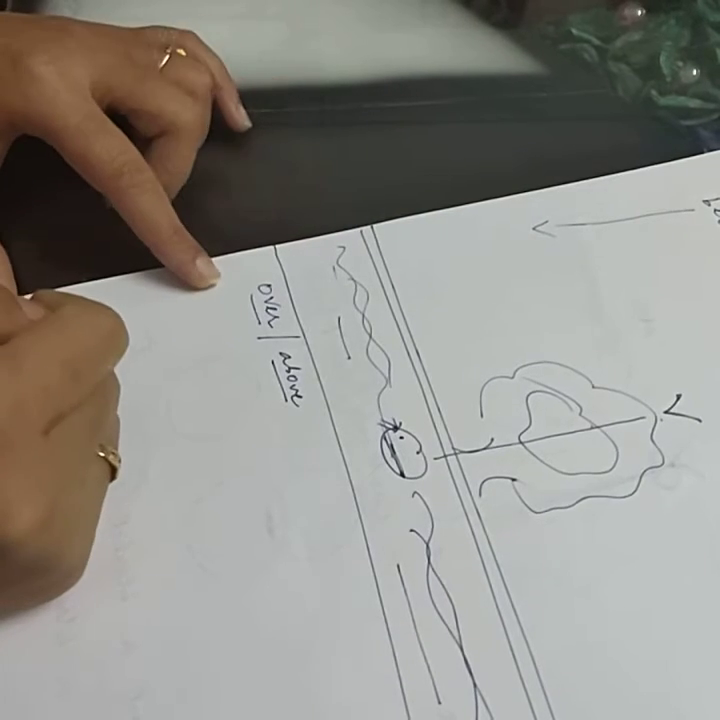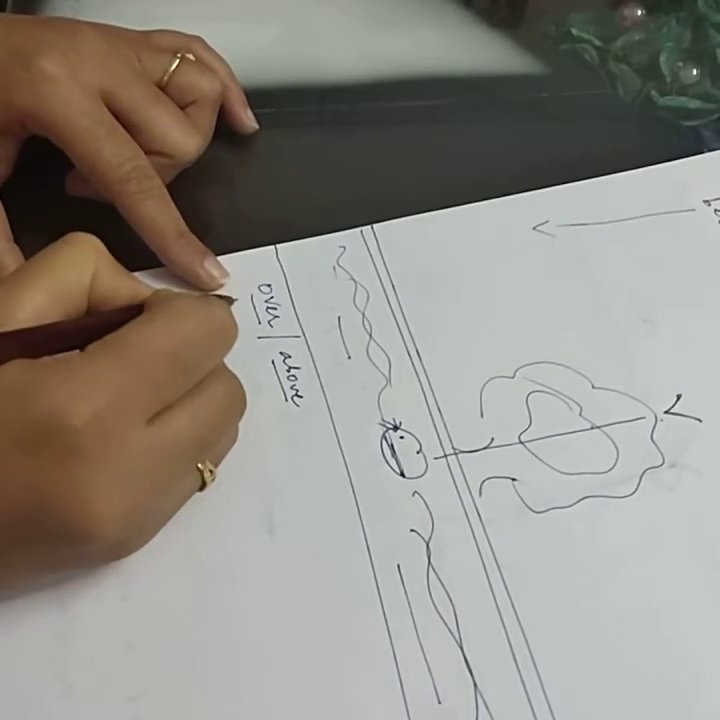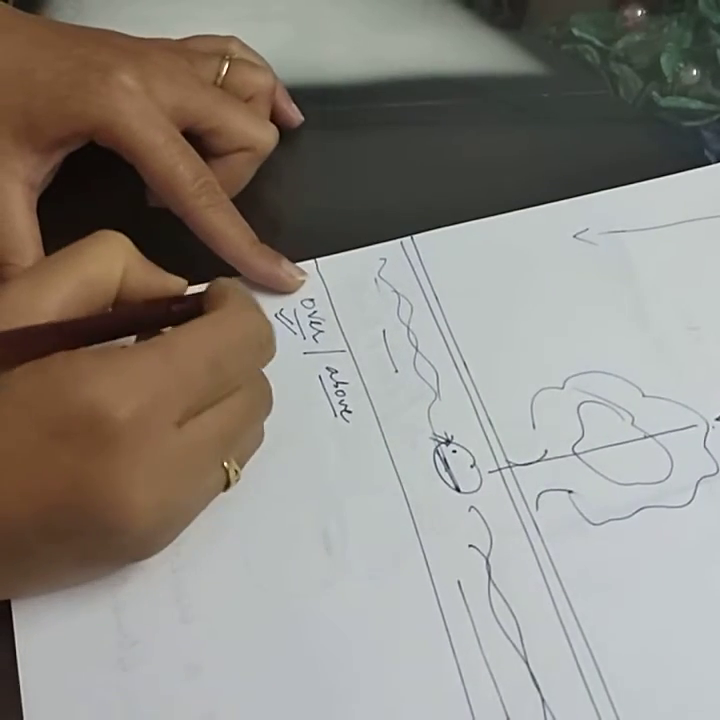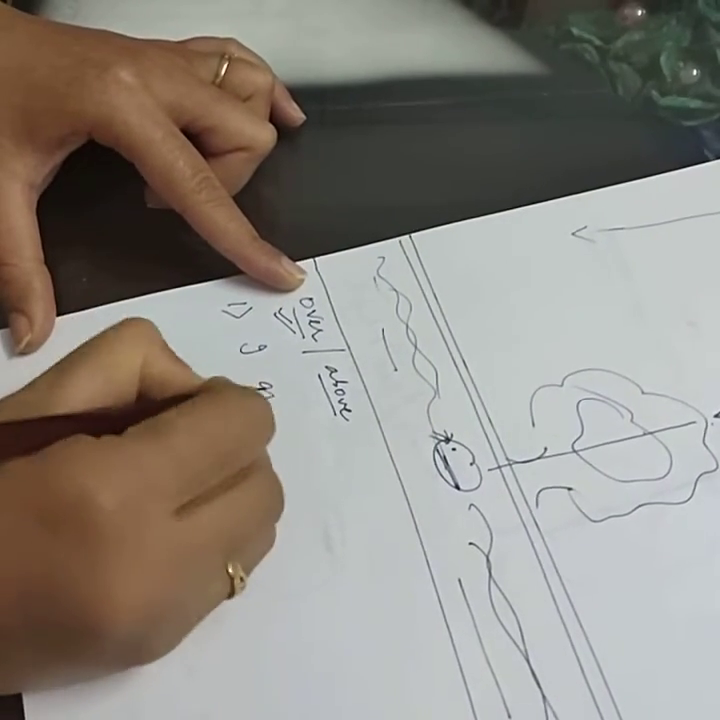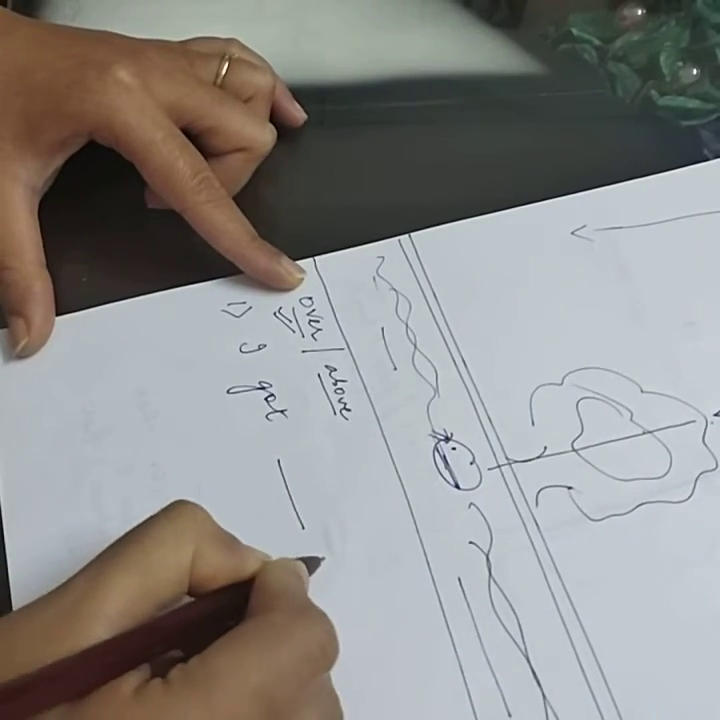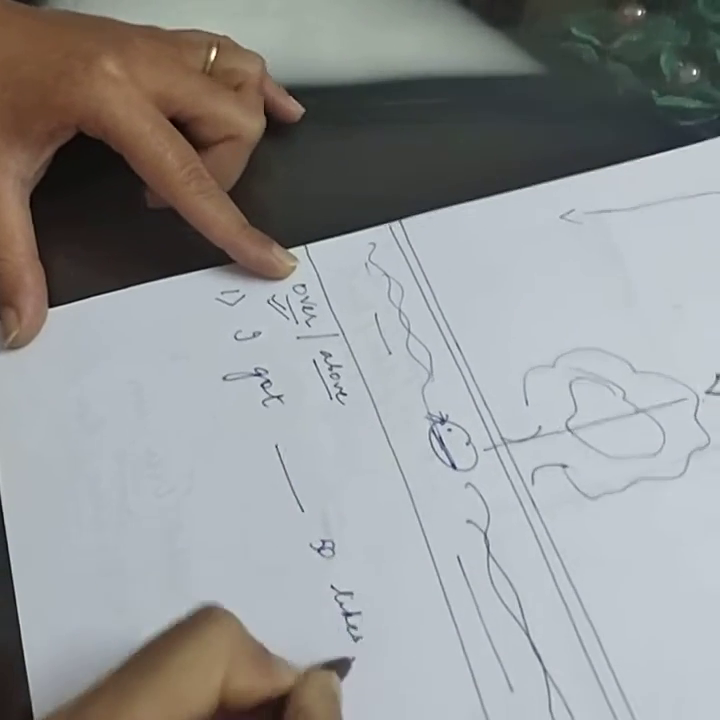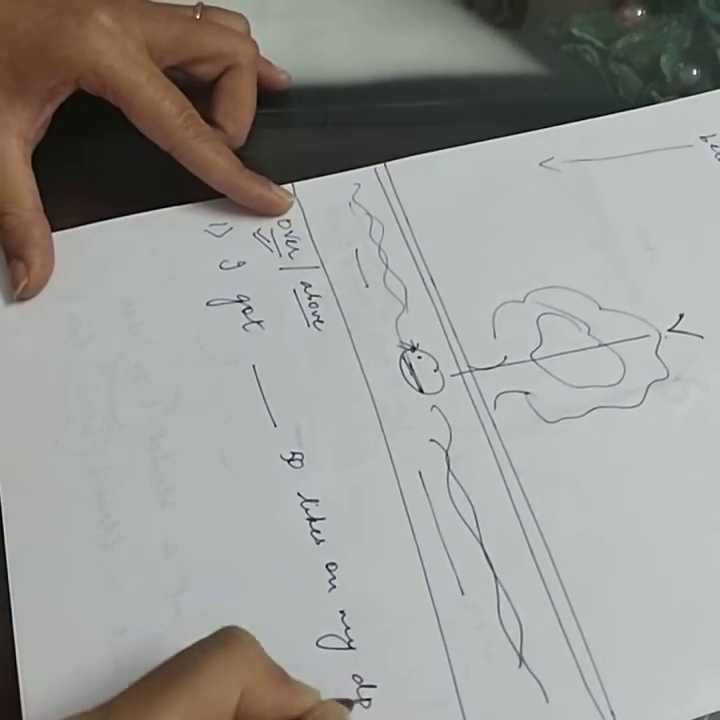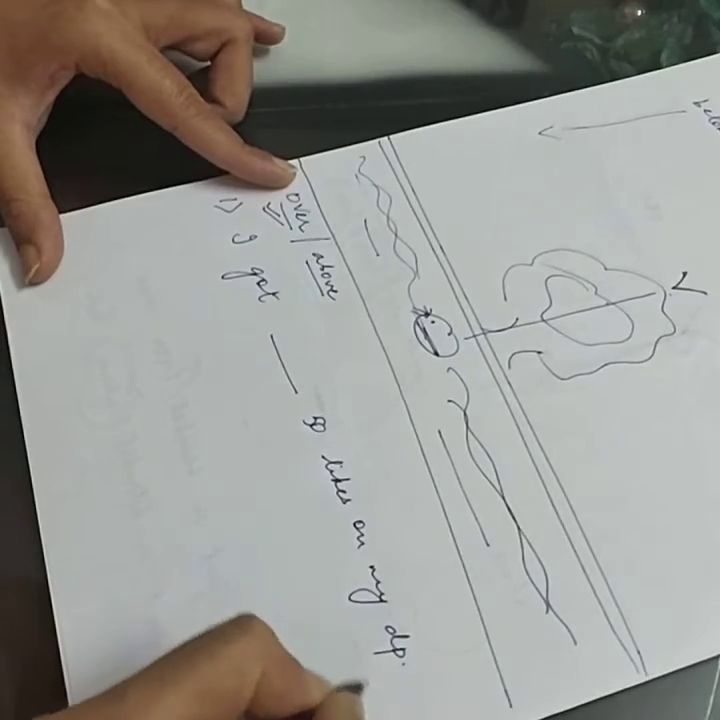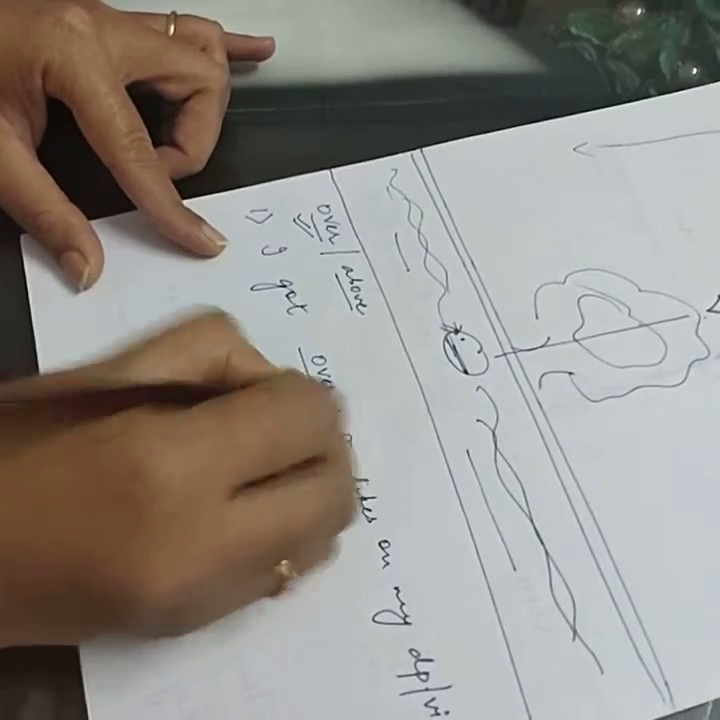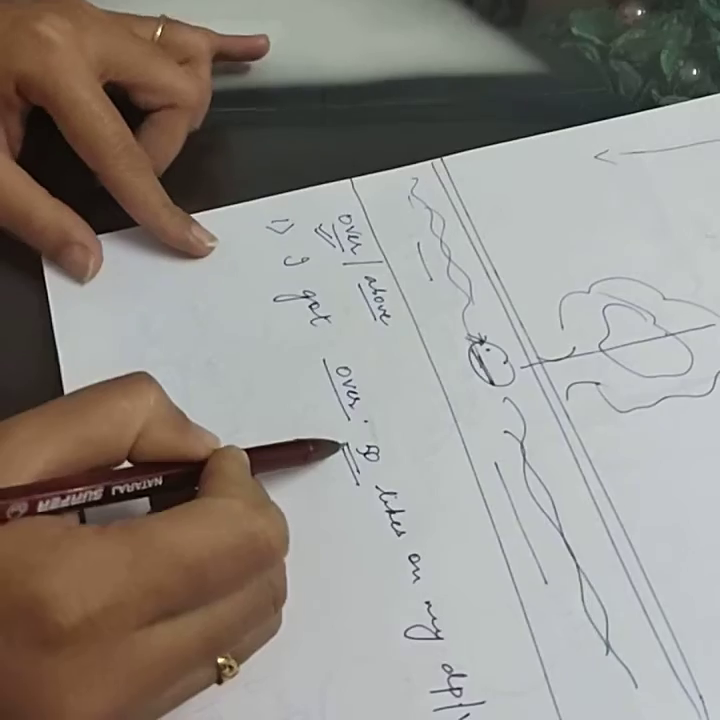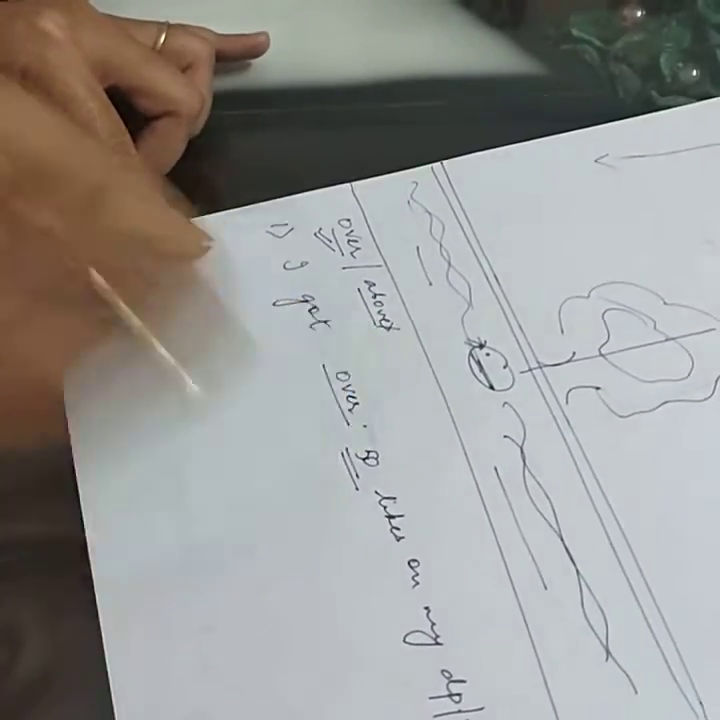Students, one more thing I want to clear here, that we normally use over with numbers and time. For example, if I say I got over 50 likes on my DP, or we can say my video. Here we'll put over because a number is here. So we use over with numbers and time, not above.